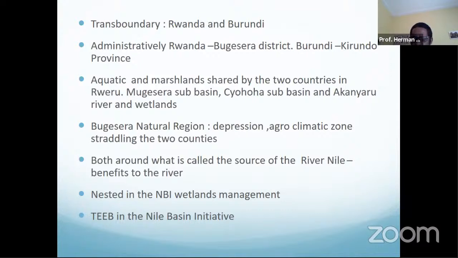It is important to mention that Rwanda and Burundi are part of the Nile Basin, and therefore these wetlands lie around the source of the Nile River. I'm not about to say which is the exact source, but for Rwanda and Burundi, most of the rivers drain into the Nile. From Lake Rweru, this is the reservoir that feeds water towards the Akagera and into Lake Victoria, and then later to the Nile River.